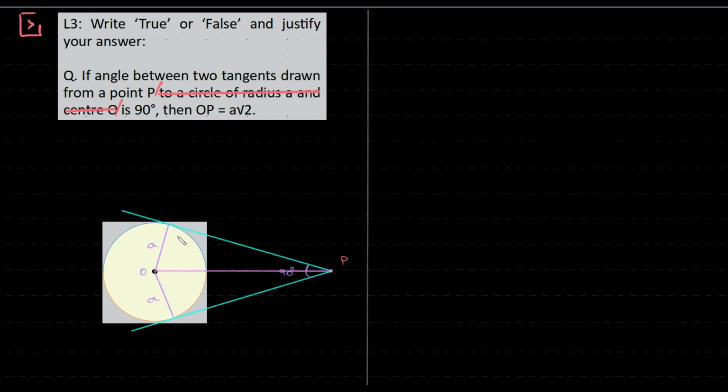Now, what are the obvious things? That this is 90 degree. This is 90. Okay, actually I need to change the color. I need to change the pen. So this is 90, this is 90. And what else do we have? The radius lengths are equal and the tangent lengths are equal.